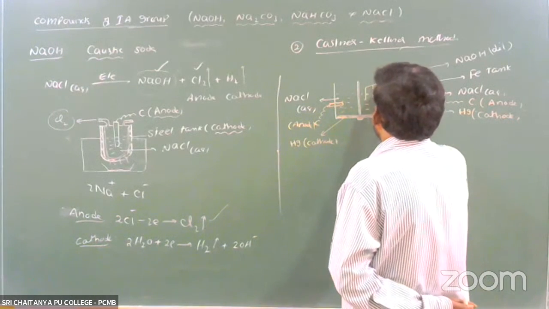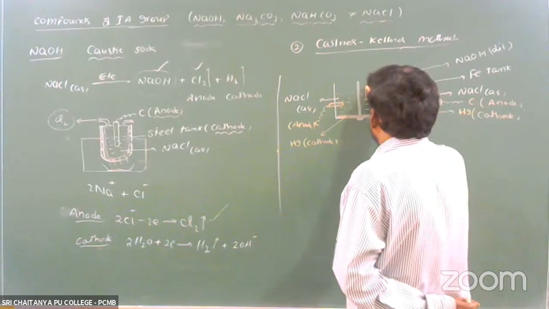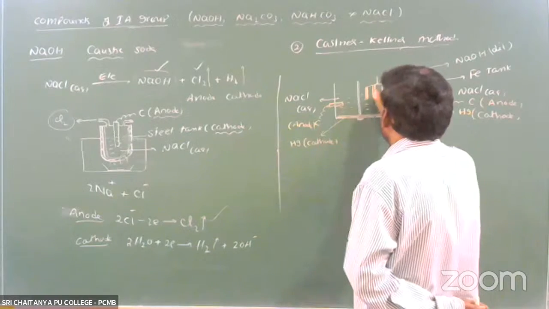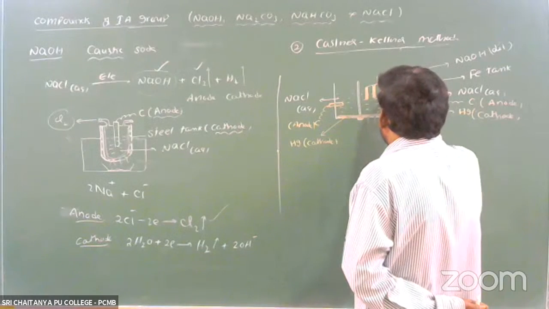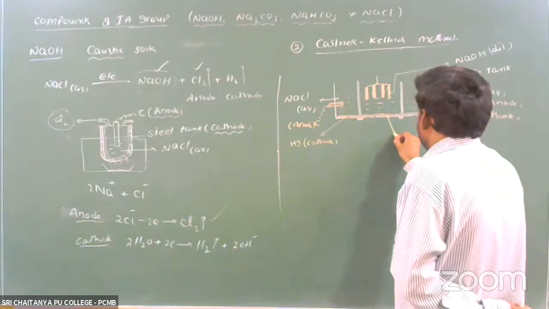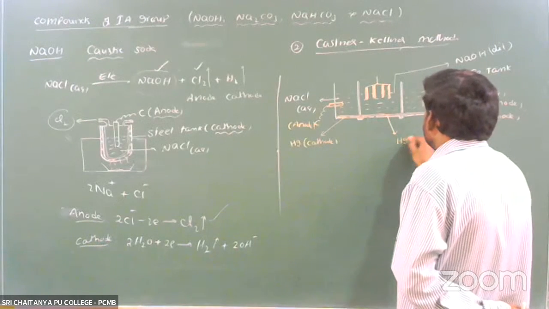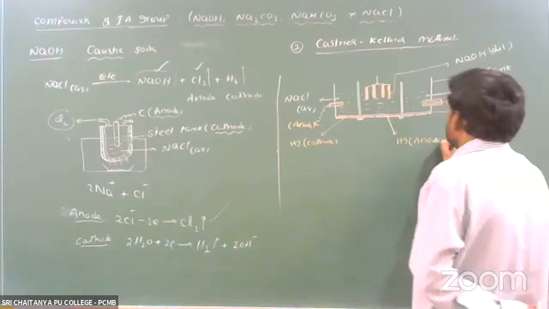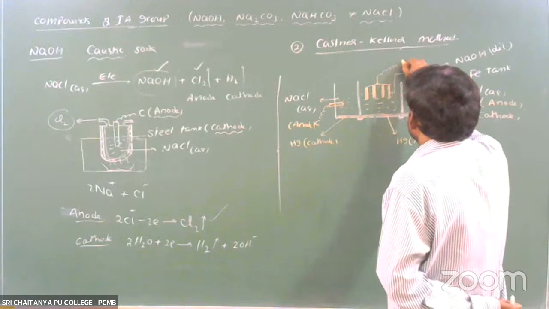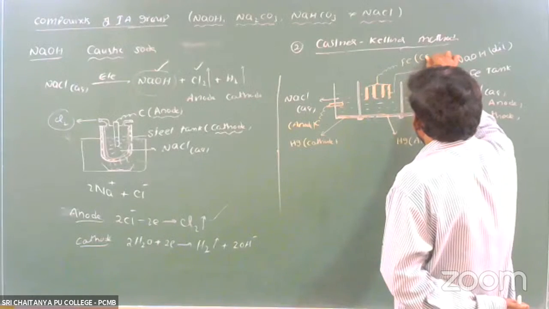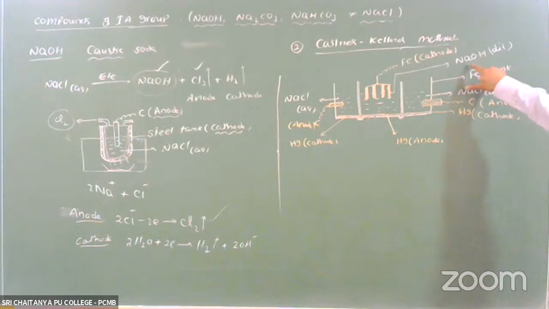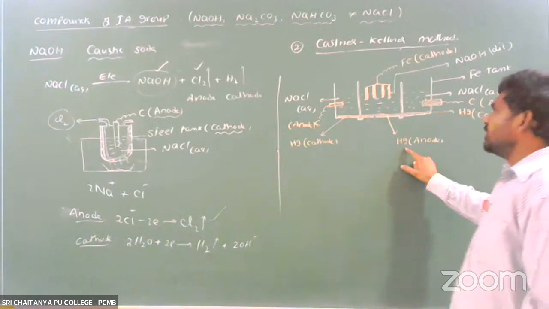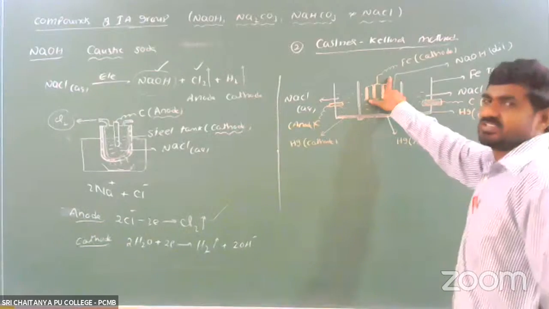Here a series of iron rods are arranged in the middle compartment. So iron acts as cathode. Next, in the middle compartment, mercury acts as anode. So in the middle compartment, what is the electrolyte? Very dilute sodium hydroxide solution. What is the anode? Mercury. What is the cathode? Series of iron rods.